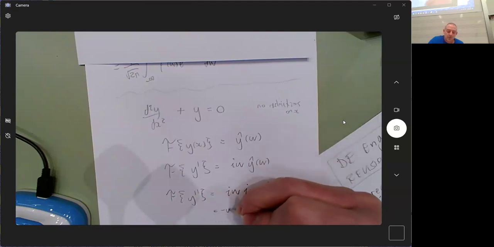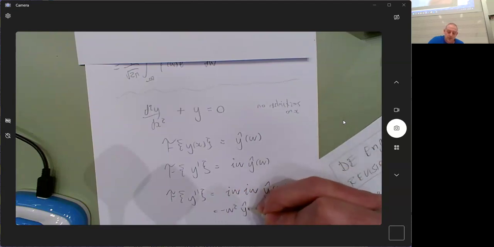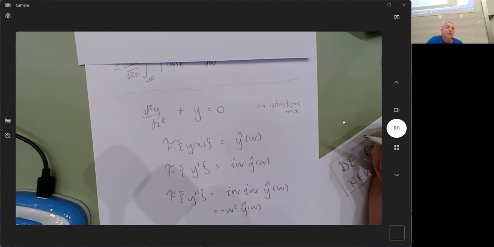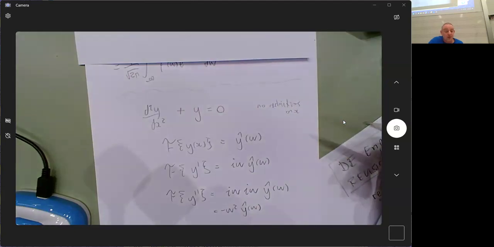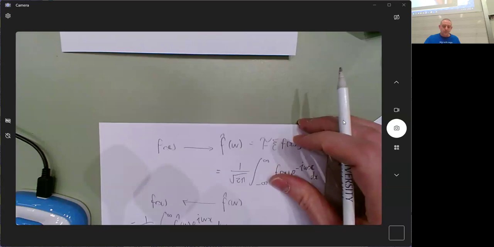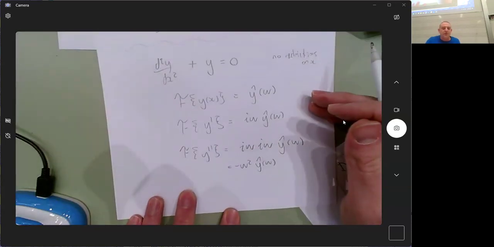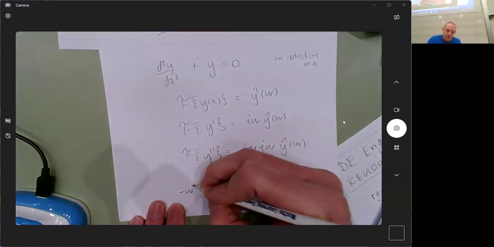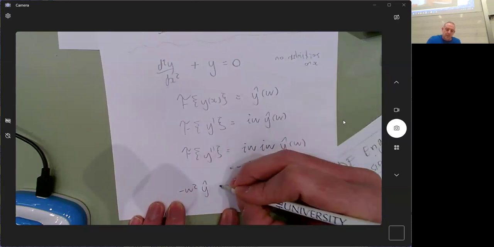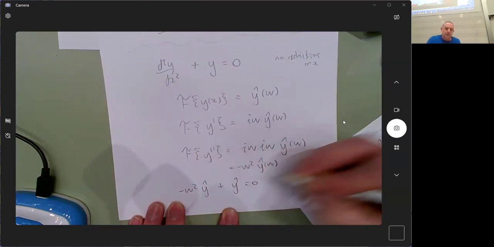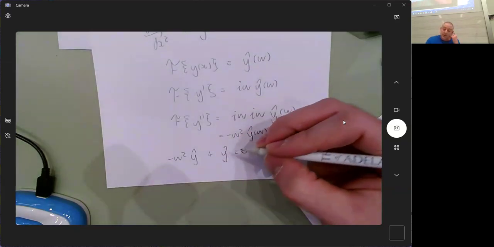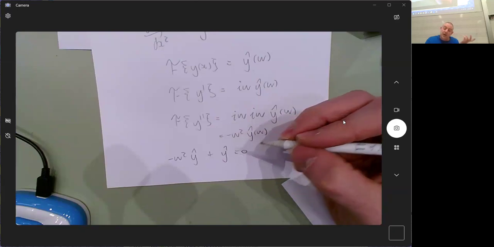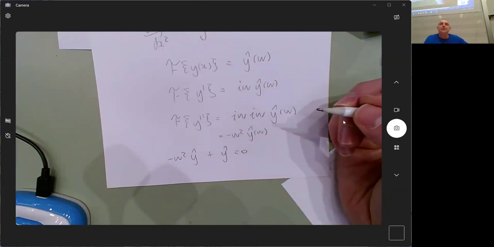And that's minus w squared. I have no idea if this is useful, but I'm just thinking about what this means for me, this derivative thing. And so what that means is my original differential equation becomes minus w squared y hat plus y hat equals 0. And so I get that that's not helpful at all, but that's okay.